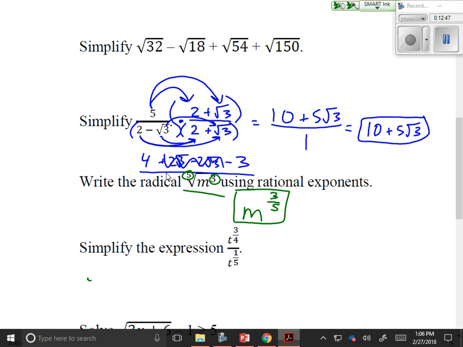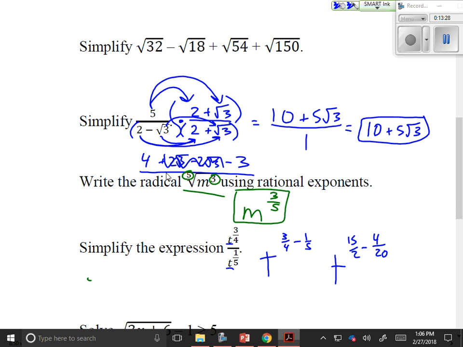In the next one, I have like bases, so if you divide or multiply with like bases, you'll either add or subtract. In this case, divide means you'll subtract. So we need to have t to the 3/4 minus 1/5, which will need a common denominator. The common denominator between 4 and 5 is 20. So I'll multiply this one by 5 over 5 and I get 15 over 20. This one by 4 over 4, 4 over 20.